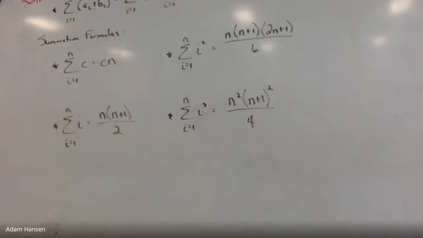So for example, the summation from i equals 1 to 5 of i is 1 plus 2 plus 3 plus 4 plus 5. I'm adding up the first 5 integers. 1 plus 2 plus 3 plus 4 plus 5. That would be, let's see here, 3, 6, 10, 15.